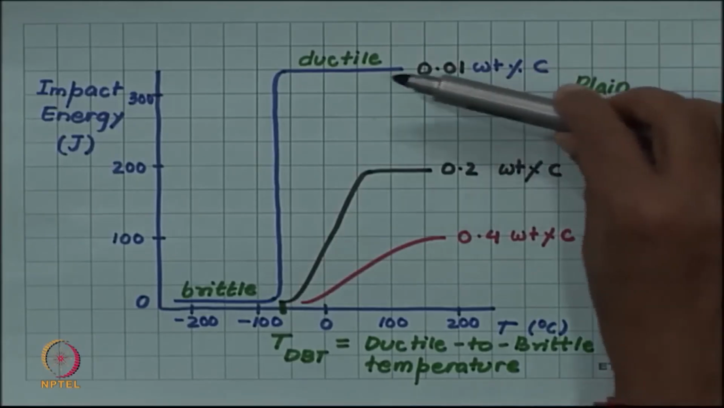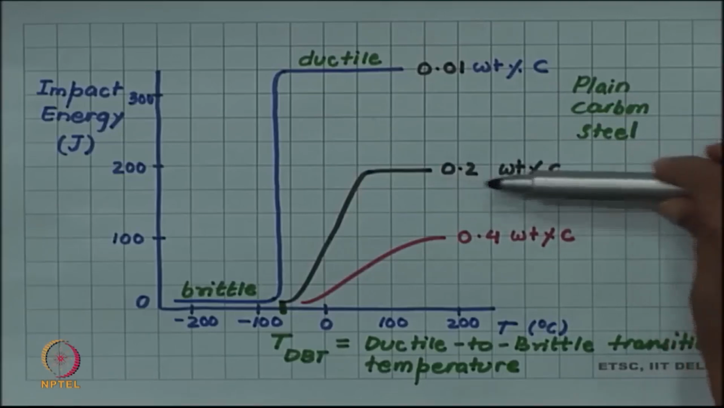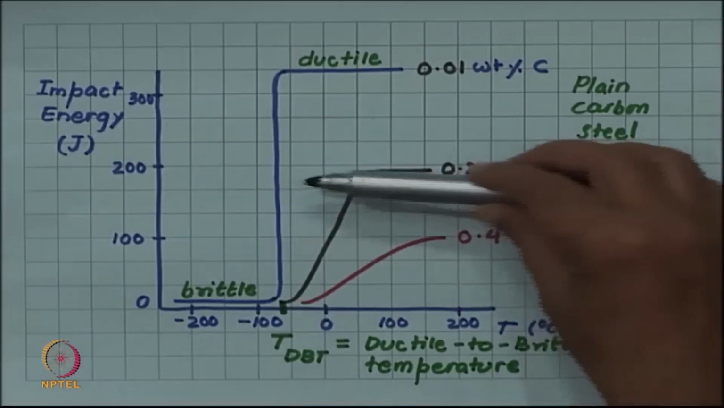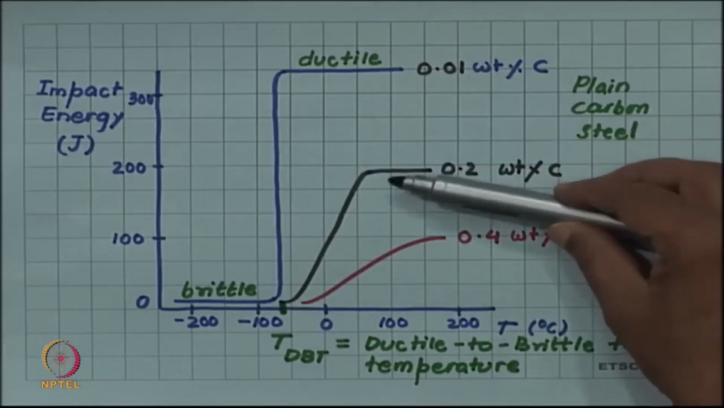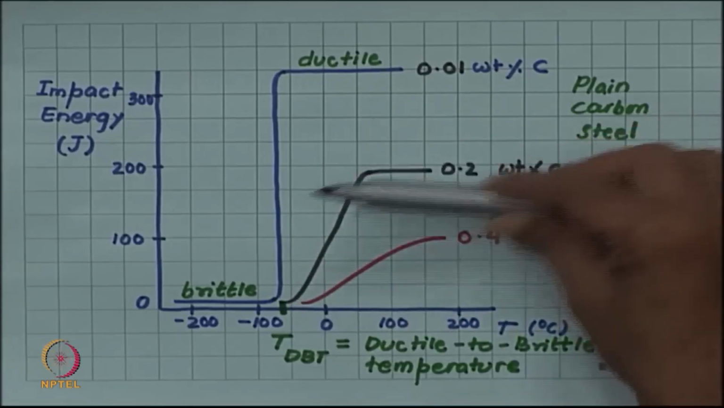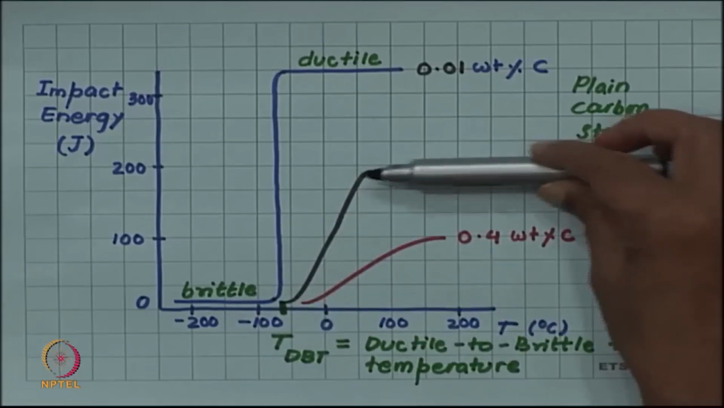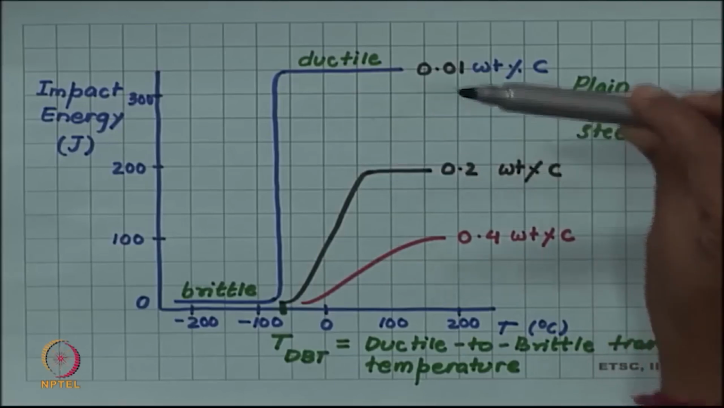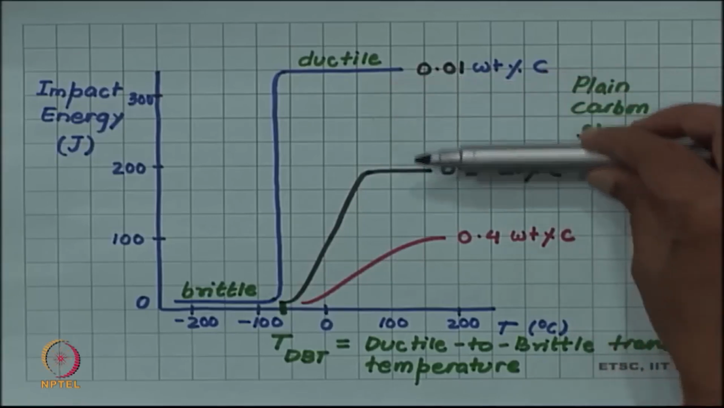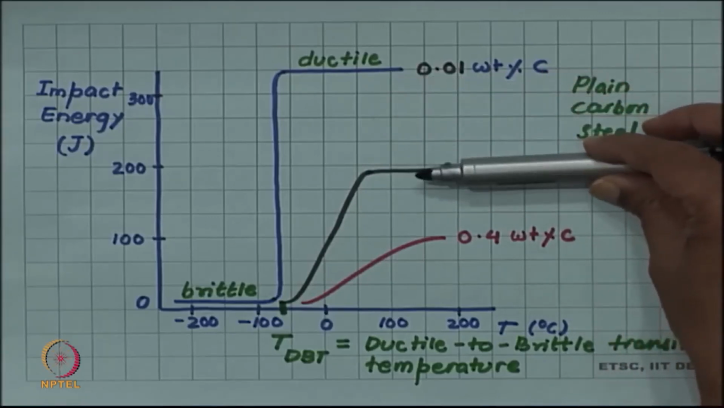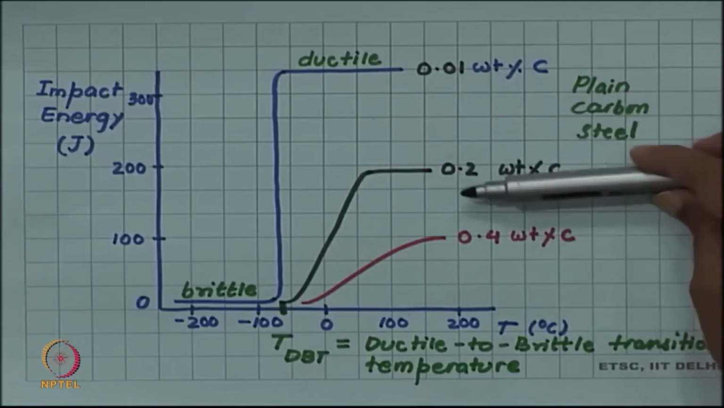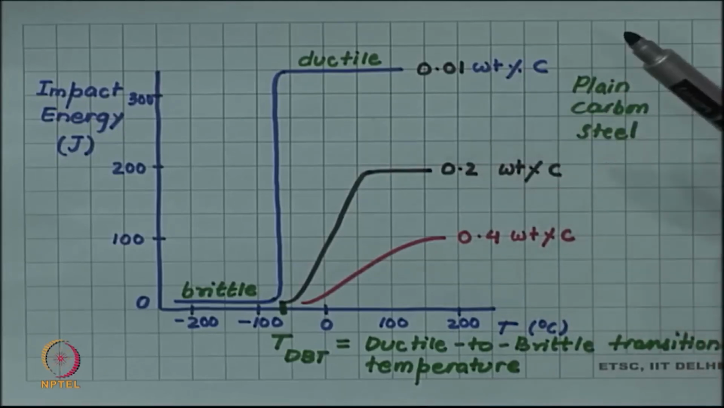If you increase the carbon concentration, let us say 0.2%, still the transition is there, but then you find that the transition is not sharp as in the low carbon steel, but is much more gradual. Also you find that although it is showing ductile to brittle transition, even in the ductile part, the energy absorbed is not as high as for 0.01 weight % carbon. So, energy absorbed in the ductile regime is also reducing, and this is what we know from our previous discussion, that as you increase the carbon concentration, the brittleness increases.